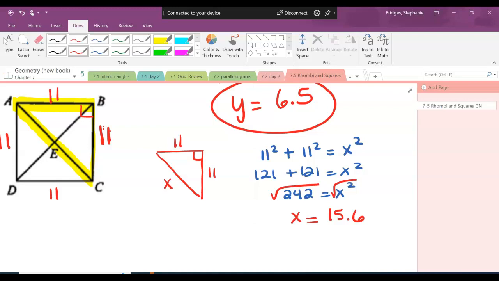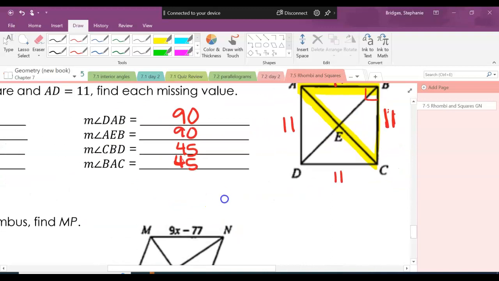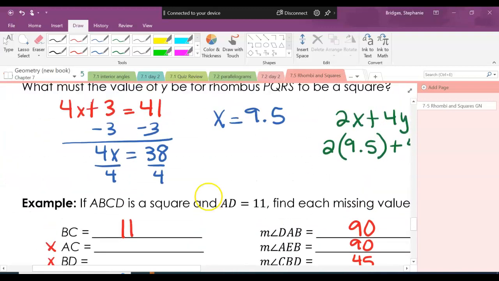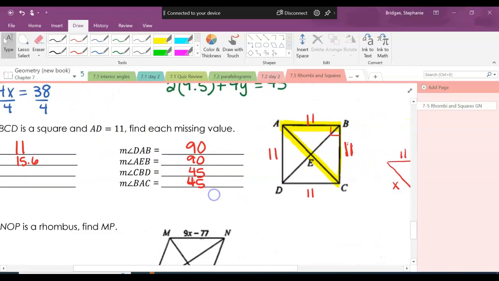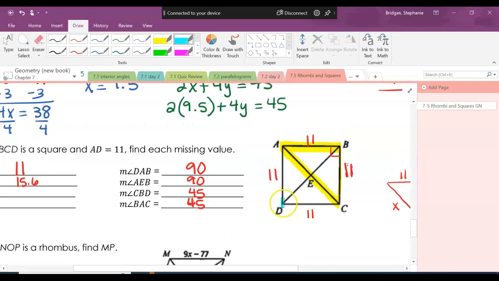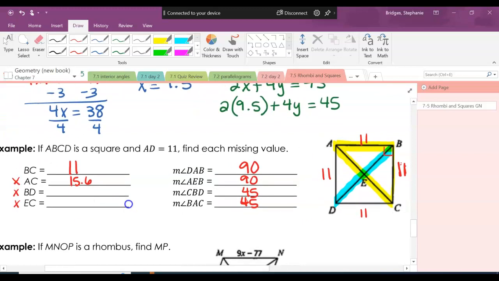So what is AC going to be then? 15.6. And BD is my other diagonal, isn't it? And what do we know about the diagonals in a square? They are congruent. So if AC is 15.6, then BD is 15.6.